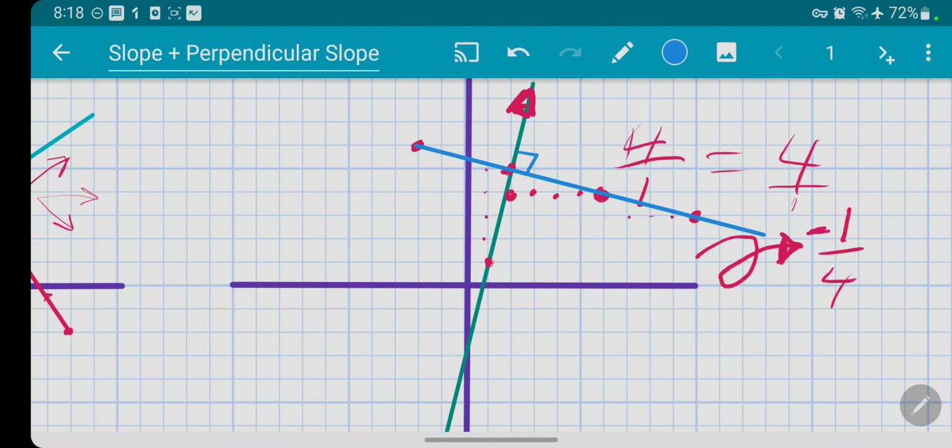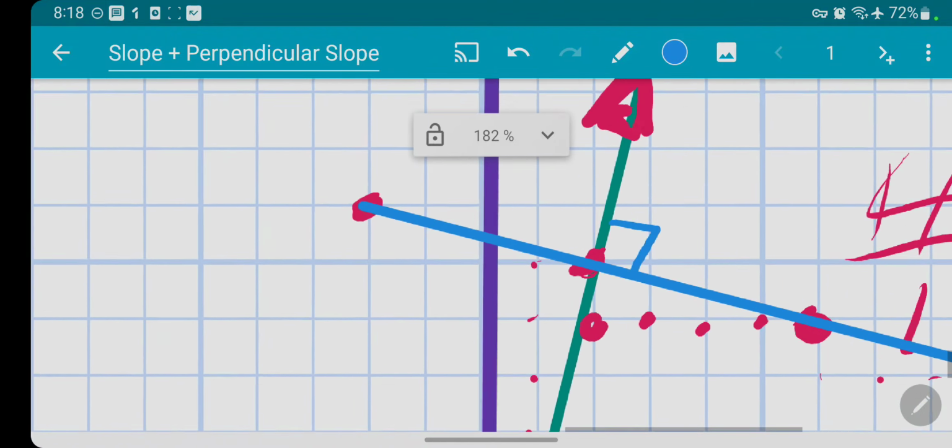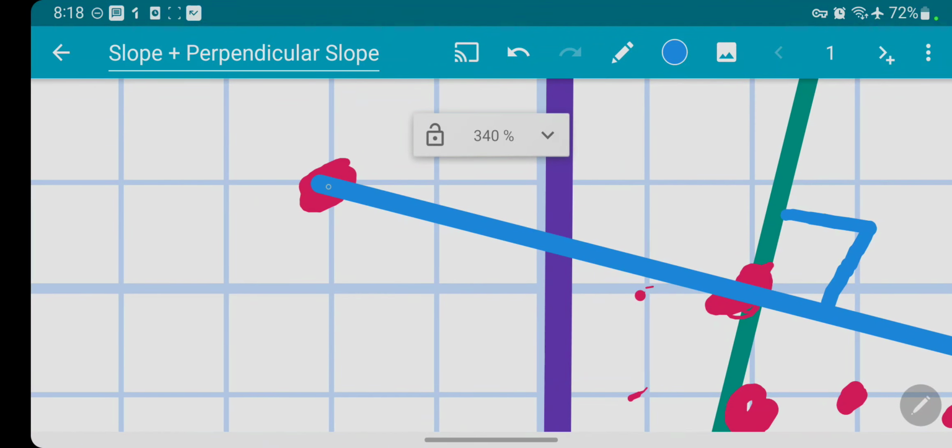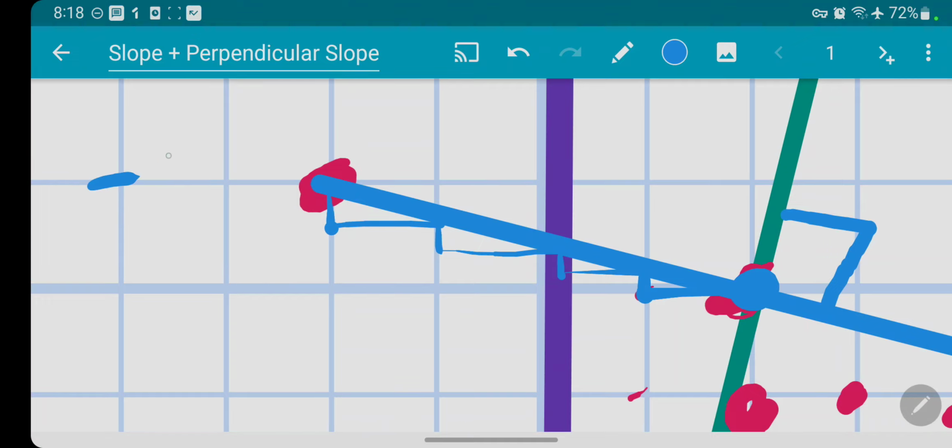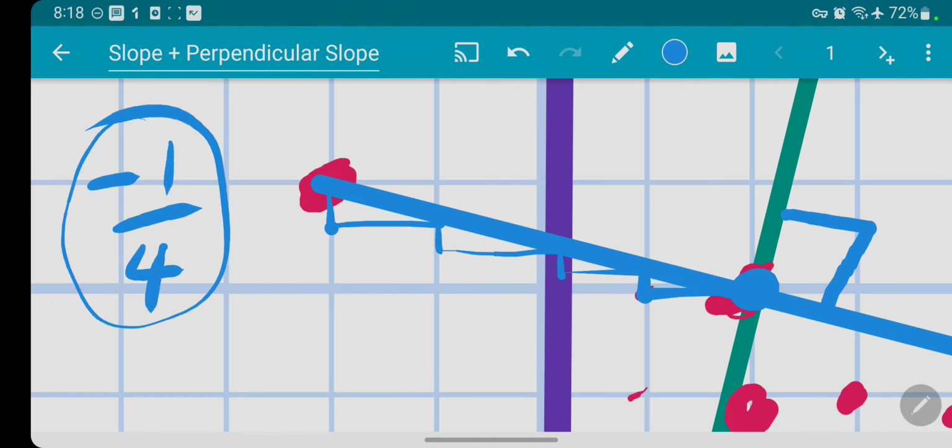Okay, just because I can't resist, not only is the new perpendicular slope down 1, forward 4, but if you zoom in, it's also down a quarter, forward 1, down a quarter, forward 1, and so on. So down 1 over 4 is also down a quarter. Yay, slopes, they make sense.